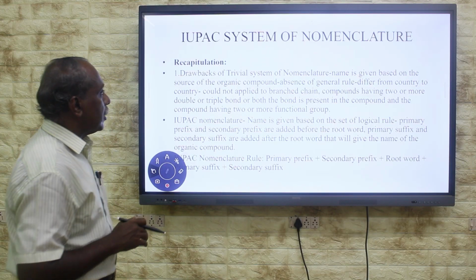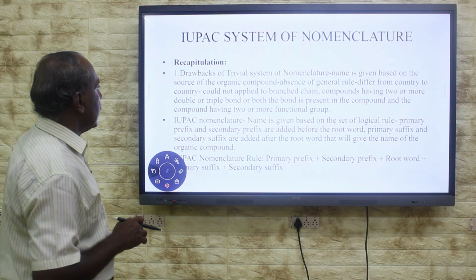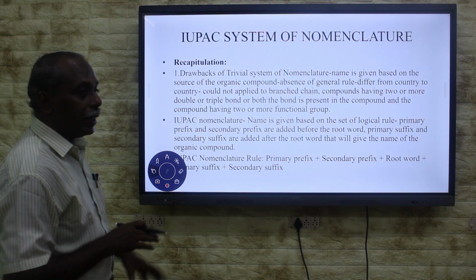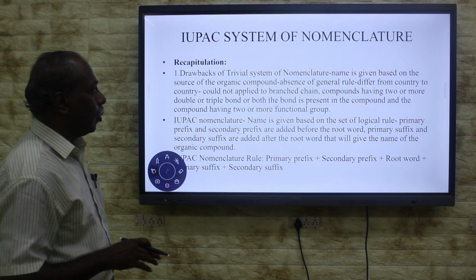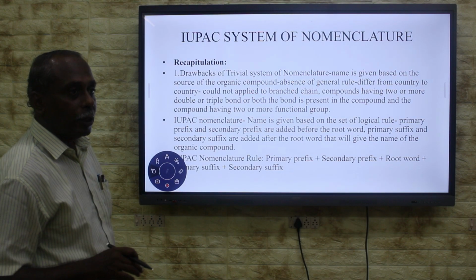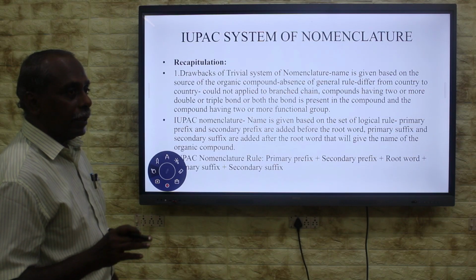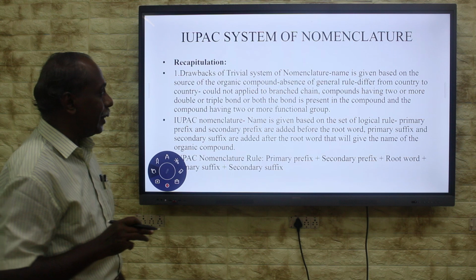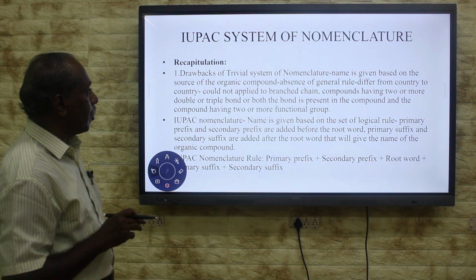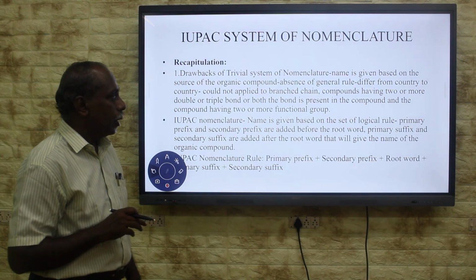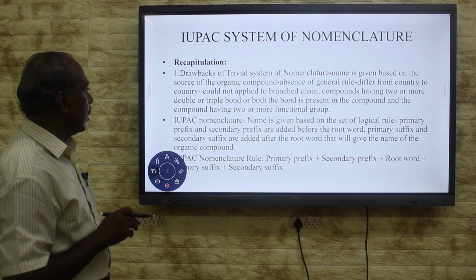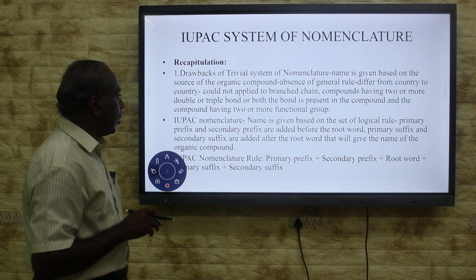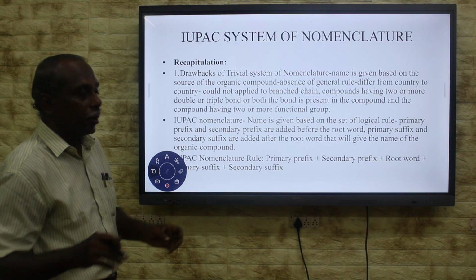Drawbacks: the name is given based on the source of the organic compound. That is the important thing. Absence of a general rule; there is no general specified rule. It differs from country to country, because the trivial system of nomenclature is framed based on Latin and Greek. It could not be applied to branched chains, to compounds having two or more double or triple bonds, or both bonds present in the compound, or to compounds having two or more functional groups.